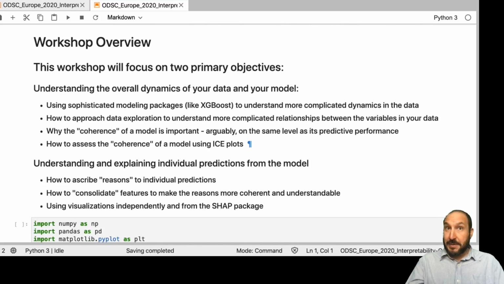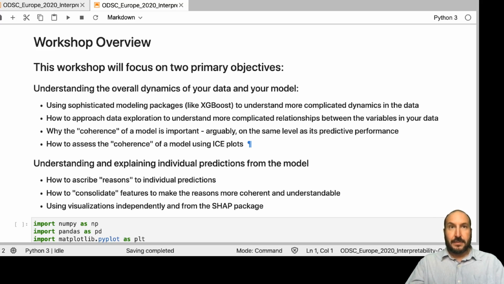So that's a little bit about me. Let's talk about the workshop and what we're going to cover today. So this workshop is going to focus on 2 main objectives. One is just overall how to understand your model and specifically your data. So one of the reasons you might build a model is to understand what's going on with your data, understand how the predictors relate to the target.